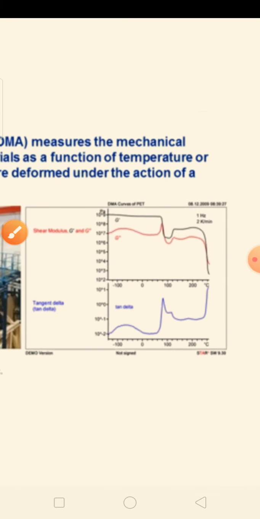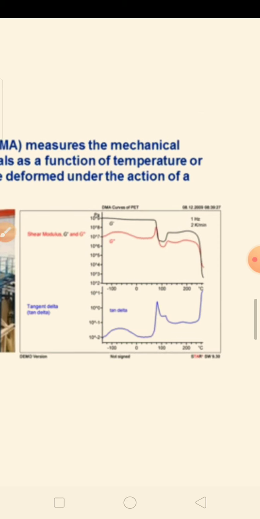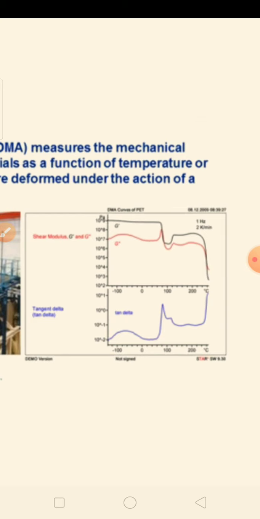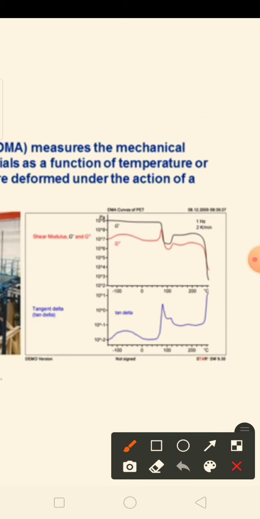Sorry, this picture is not clear. I will share it later. Now we'll discuss this one. Dynamic mechanical analysis determines either the shear modulus, which is represented by G, or the Young's modulus, which is represented by E.